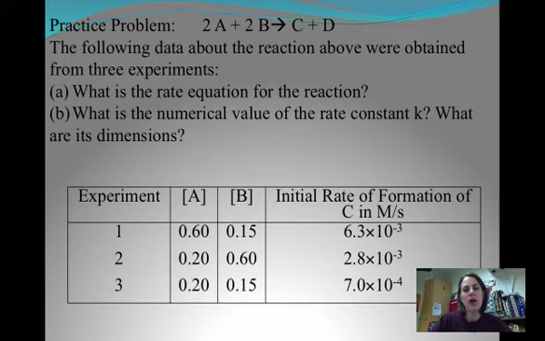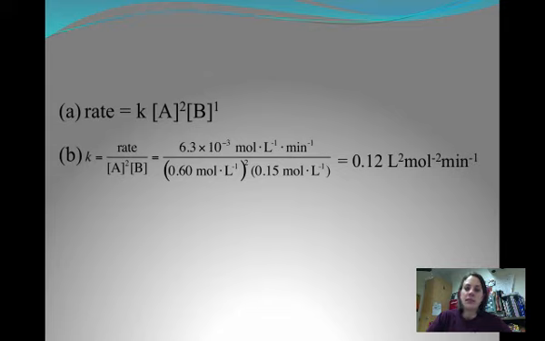So after we've paused, this is our solution. We've got the rate equals K times the concentration of A squared times the concentration of B to the first power. Solving for K for any particular experiment, I get this for a value and that for my particular units.